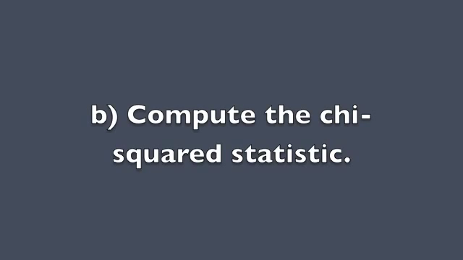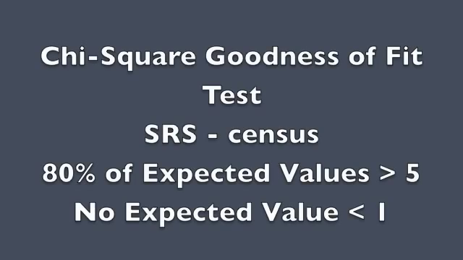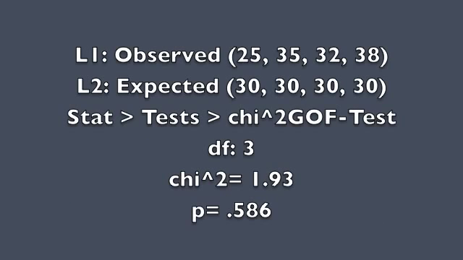Part B asks us to compute the chi-squared statistic. So we're going to use the chi-square goodness of fit test since there's only one variable. To check the conditions, we first start with an SRS, and since she says it's a census of her entire class, we don't need it to be randomized. 80% of the expected values are greater than 5, and no expected value is less than 1, so all the conditions are met.